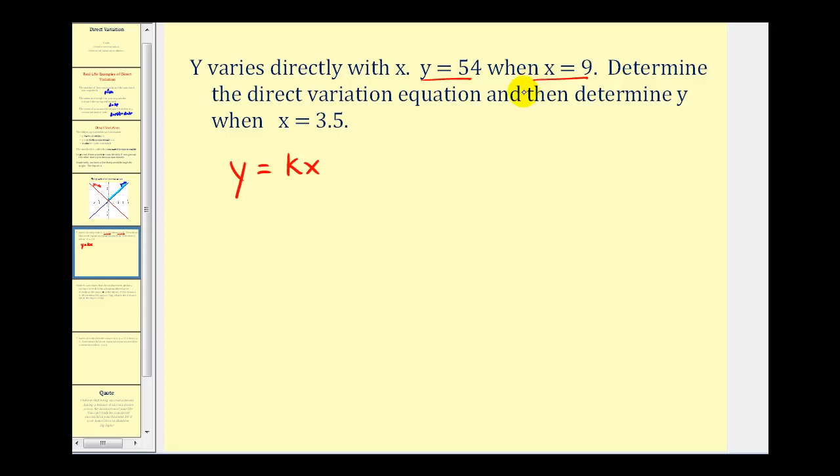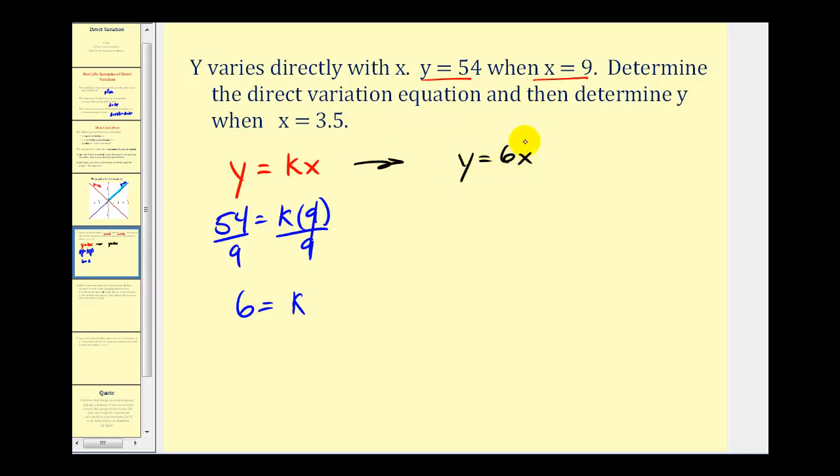So by performing substitution, we would have 54 equals k times 9. If we divide both sides by 9, we discover that in this problem, k is equal to 6, which tells us that our direct variation equation for this problem would be y equals 6x. So this is the first part of the question, and the second part is determine y when x equals 3.5. So by performing substitution again, we can find y. Y is equal to 6 times 3.5. So when x is 3.5, y is equal to 21.